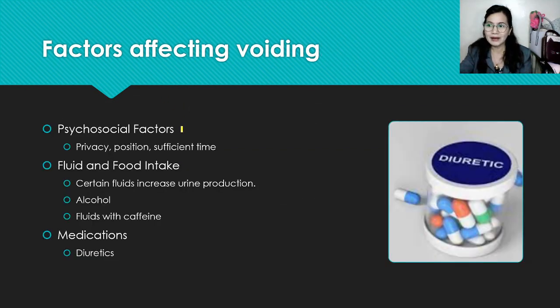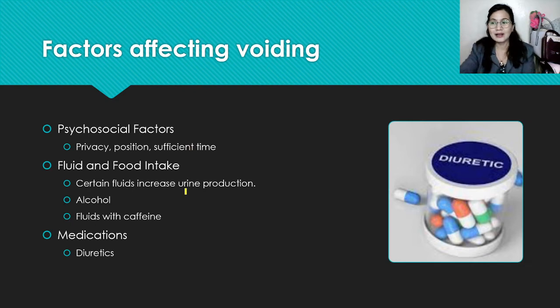We also have psychosocial factors. Okay, so we have privacy, position, sufficient time. So if privacy is not given, then there's a tendency that urination can be affected, as well as the proper position, as well as if the person is very much in a hurry.